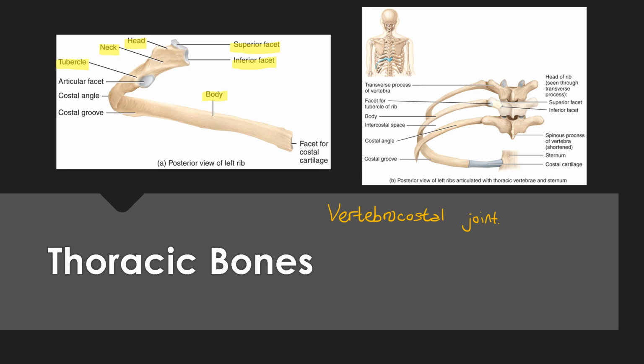The facet of the head fits either into a facet on the body of one vertebrae, which only happens at T1. So facets where they connect just to one vertebrae is only going to happen at T1. Or we're going to see them connect by demifacets. And a demifacet is going to be connecting a rib to two adjoining vertebrae, and this is going to be all other ribs.